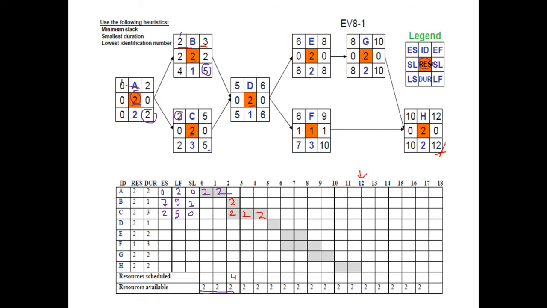So yes, if you recall, the heuristics were that you have to prioritize activities with the minimum slack. So here we have to compare B versus C. The slack of B is 2, whereas the slack of C is 0. And our heuristics guide us that the activity with the minimum slack should be prioritized. So this is the activity which has to be given a preference.